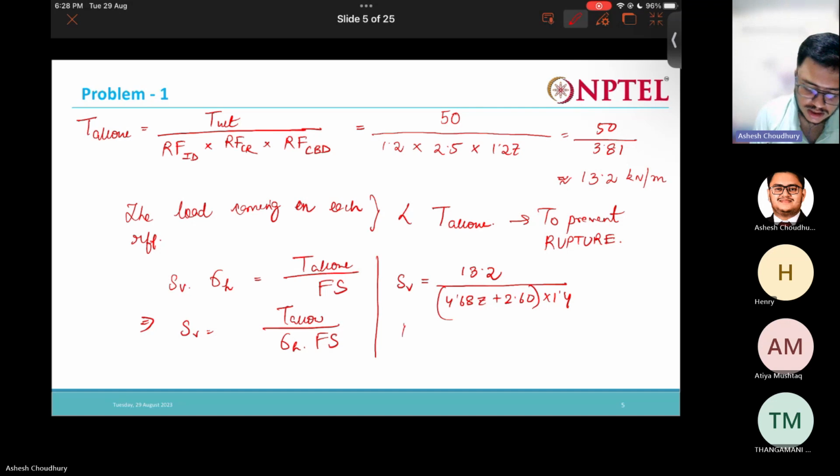Okay. So for Z equal to 6 meter, how much is Sv? Well, let us calculate 13.2 divided by 4.6, which is 0.307 meter. So we can use 0.3.